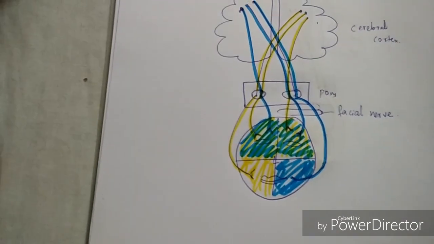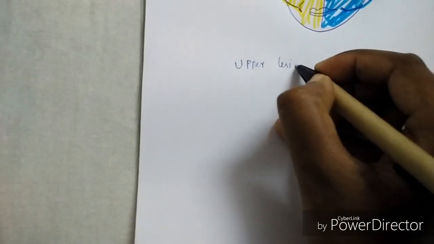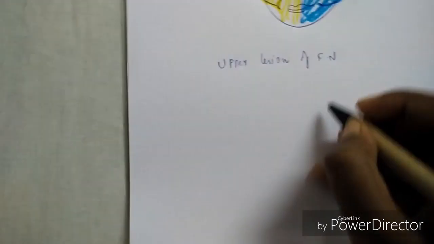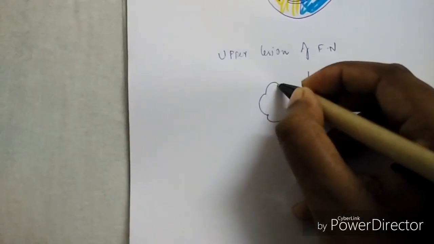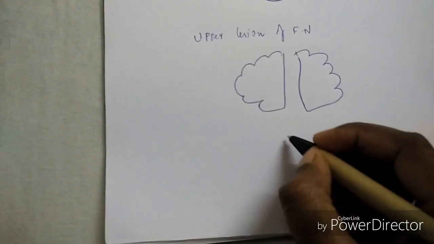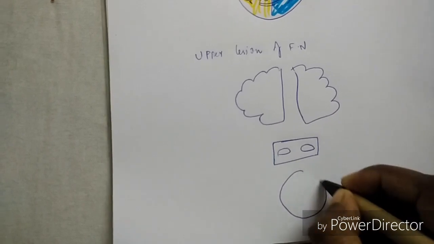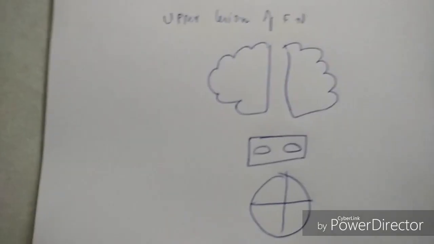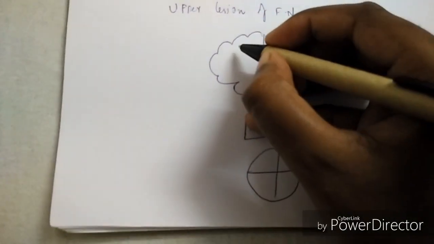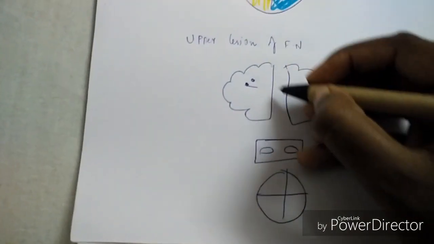Okay, now let's discuss the lesions. Let us discuss the upper motor neuron lesions of facial nerve. As usual, I am going to draw the cerebral cortex, other cerebral cortex, pons, face. Now, let us consider a lesion here. First of all, let's draw the normal fibers.